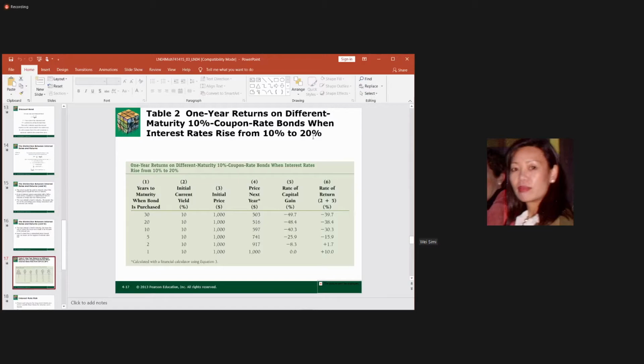Here we have many different bonds, based on maturity: 1 year to maturity, 2 years, all the way to 30 years. We have 6 bonds, but they all have the same coupon, 10%. So the initial yield is 10%, right? The coupon rate is 10%, and the initial market interest rate is also 10%.